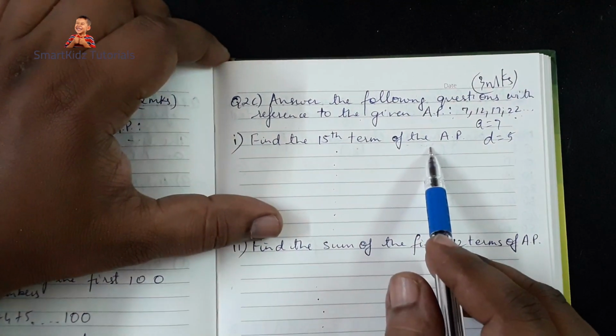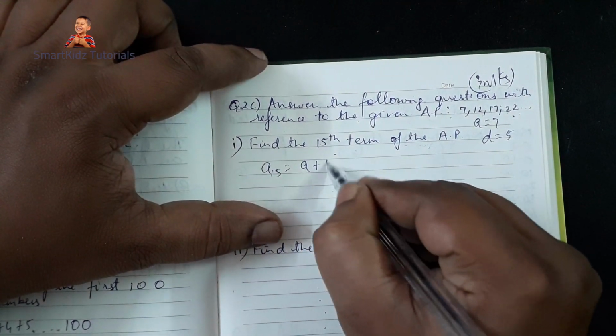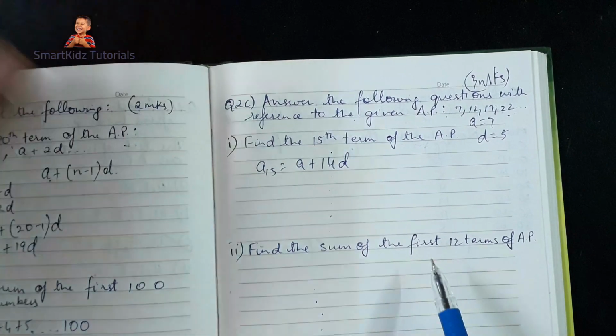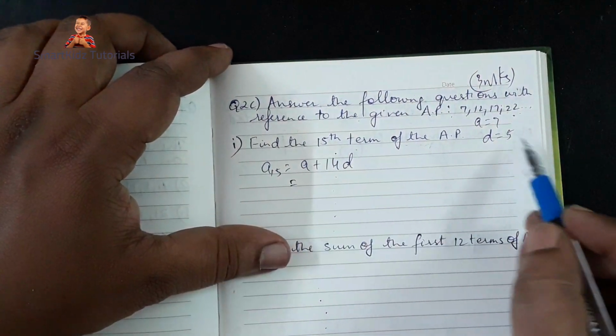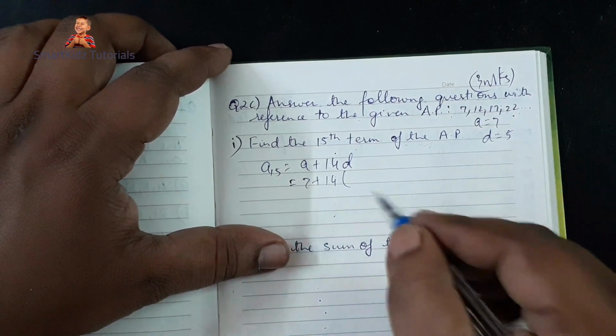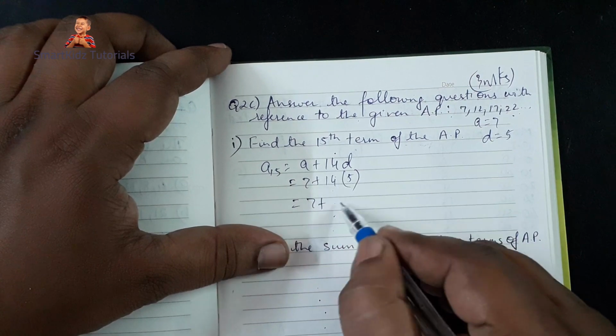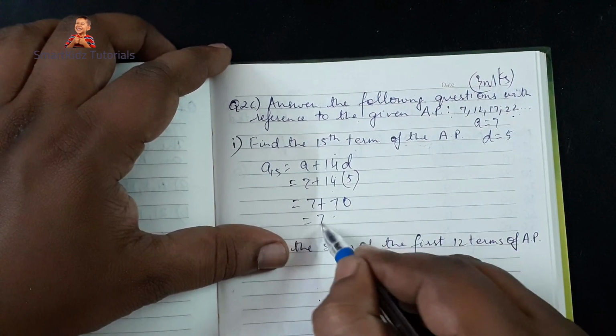Find the 15th term of the arithmetic progression. So the 15th term is given by a plus 14d. Okay, and a is 7, 14 into d, which is 5. 7 plus 5 fours are 20, 77.